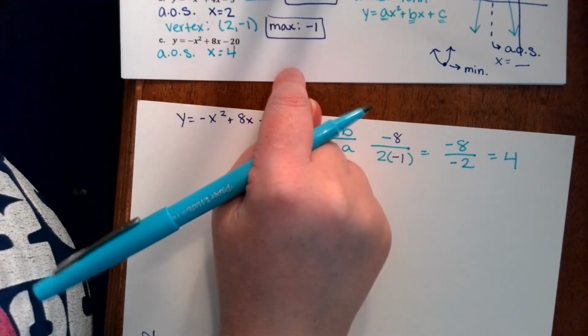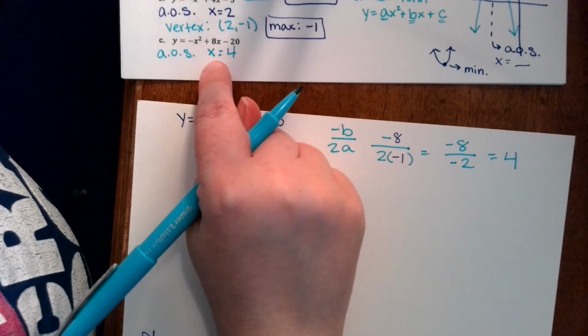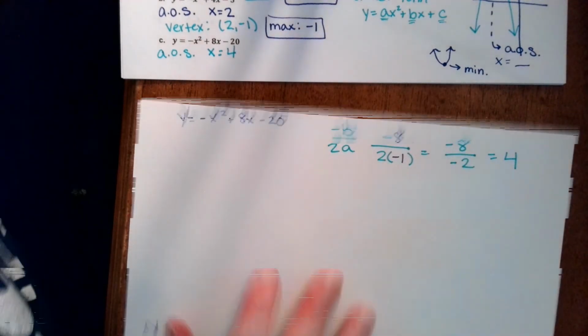It's important that we keep that x equals for our axis of symmetry because remember, it's a line. And it's a vertical line. So we do need to make sure it has x equals for our axis of symmetry.